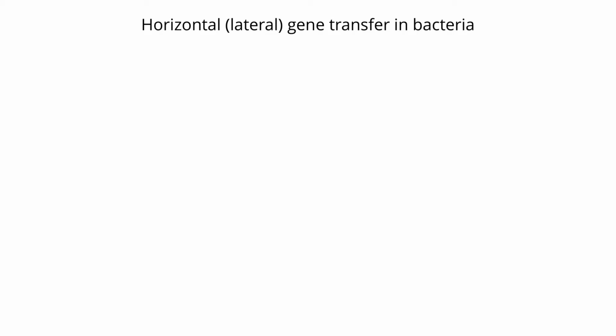One way to get genetic variation in bacteria, and different species can do different versions of these, is called horizontal, or sometimes you'll hear it called lateral gene transfer. There are three main types of that. The first one I want to talk about is the simplest type. This is called transformation.